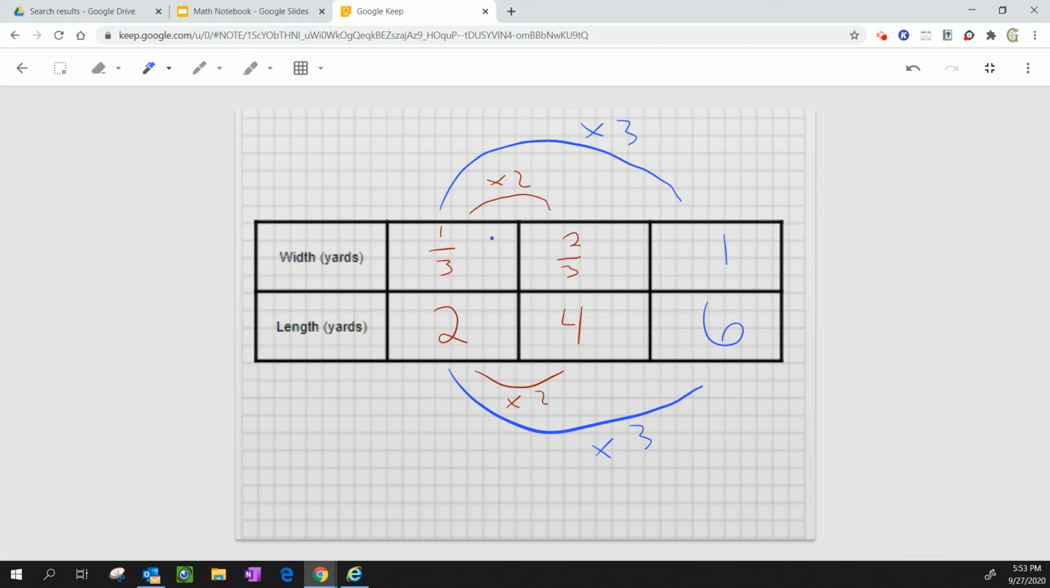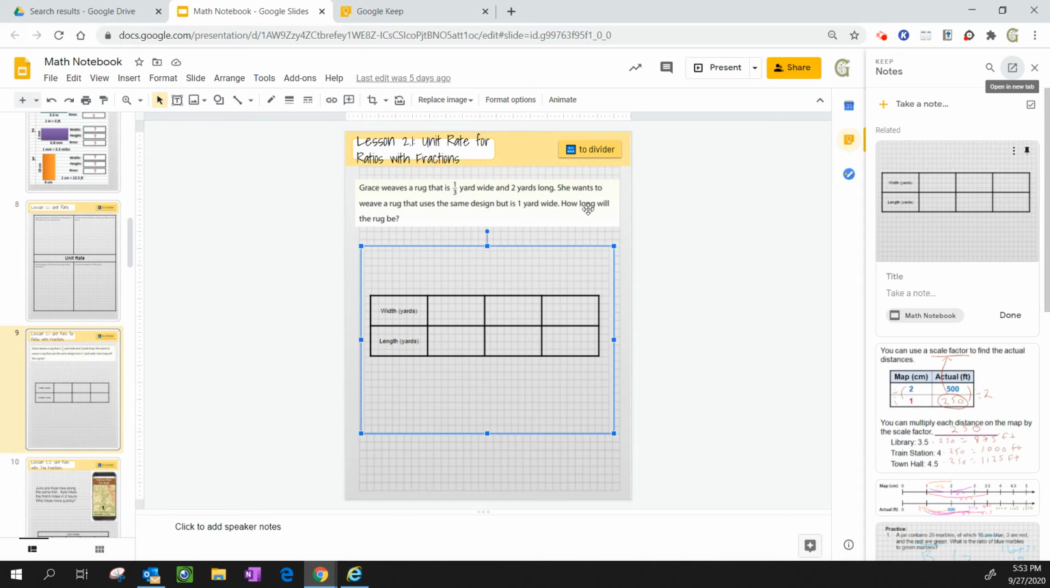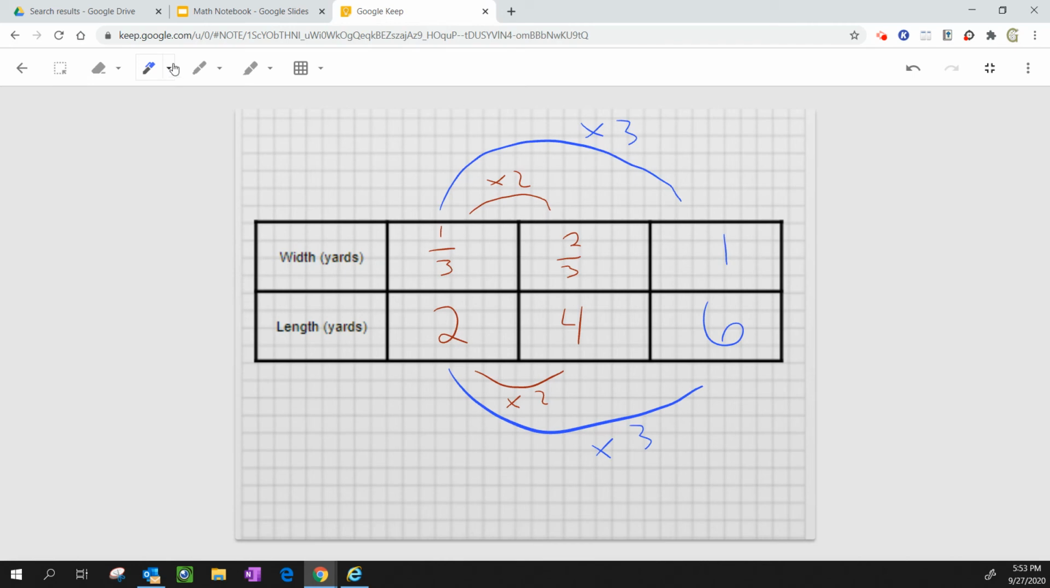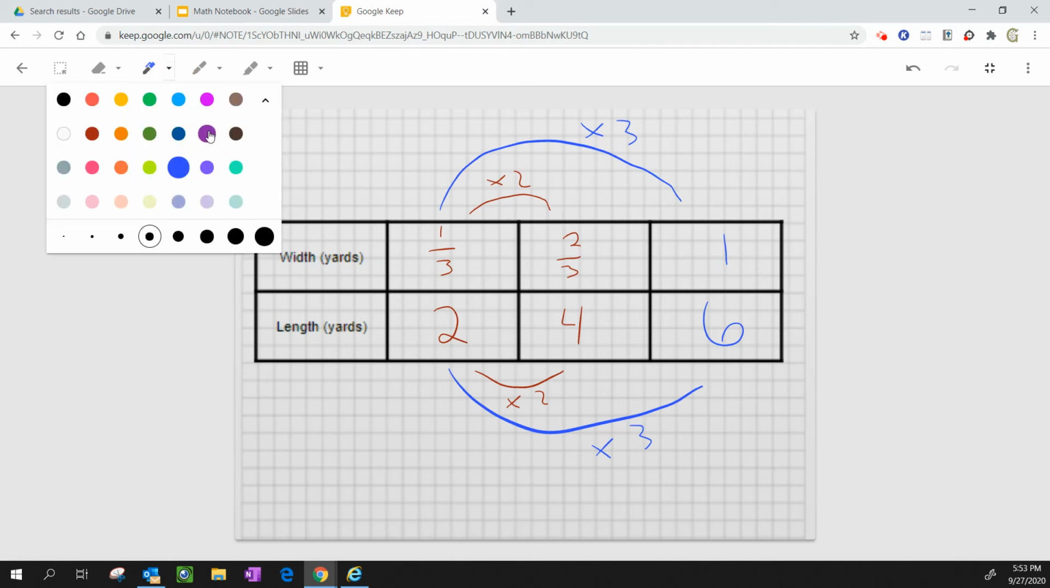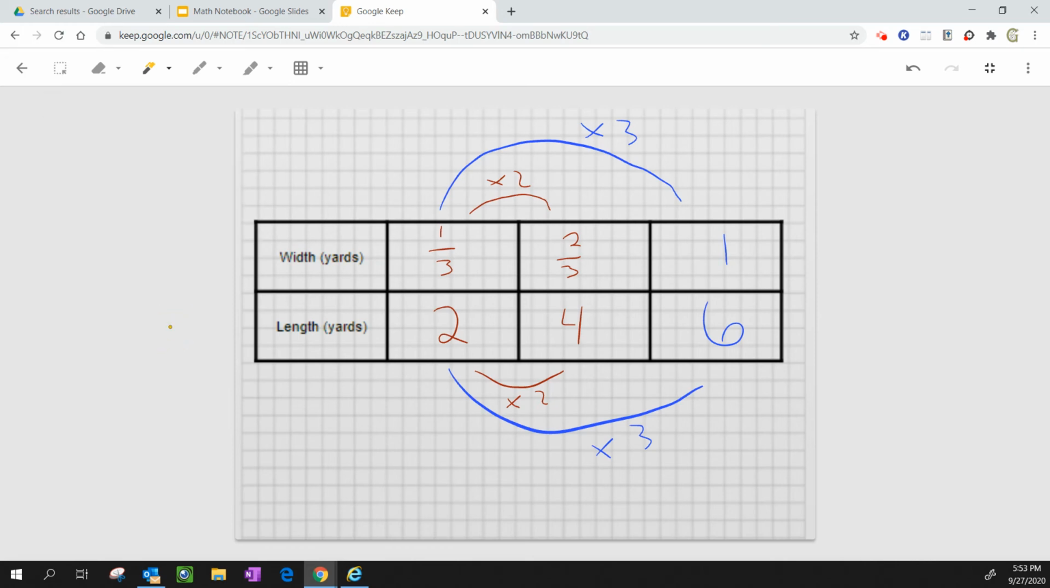So if I want to answer this problem, we wanted to know when it's 1 yard wide, how long will the rug be? The answer to that question is what's in the length there. When it's 1, how long is the rug? It is 6. There's my answer.